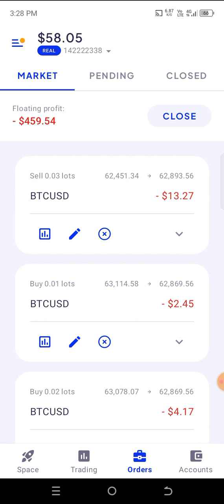Remember, this is futures trading, not the spot trading on Binance. I'm using Octa to trade. So if you want to join me and trade, I will leave the link to my Octa account in the comment section.